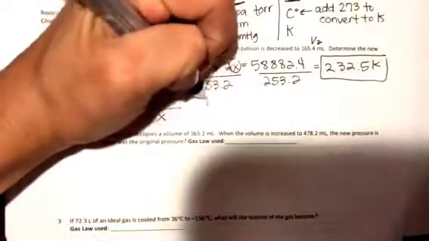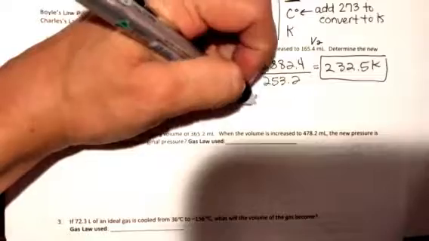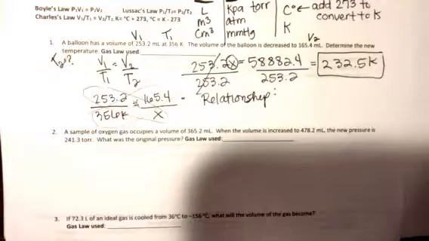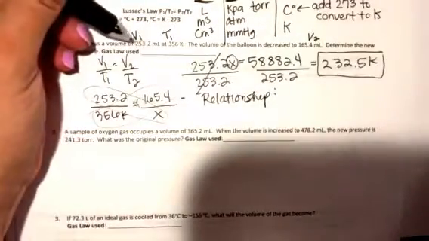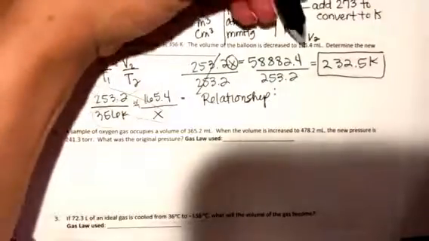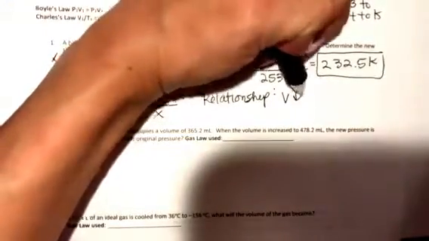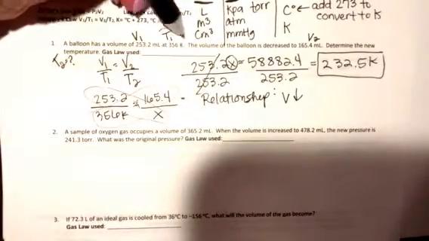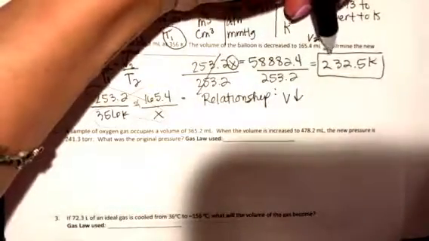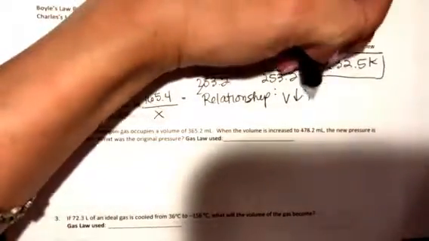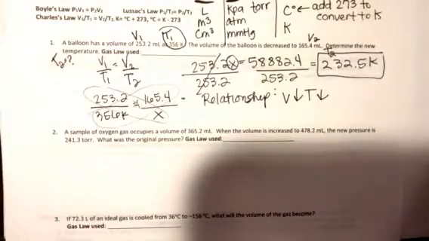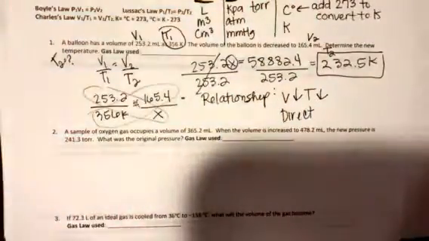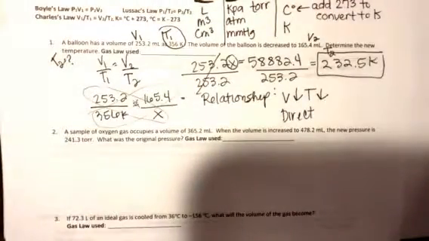Then I want you guys to put the relationship. Okay, the relationship, is it an inverse or is it a direct relationship? So I just look at my values. My volume was at 253 and then it ended up at 164. So volume went down. I look at my temperature. It started at 356 and then my T2 was at 232. So temperature went down as well. When both values go down, that's a direct relationship. If one went up and one went down, it'd be inverse.